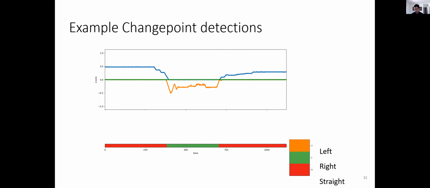Once you actually feed this to your change point detection algorithm, you get segments like this: the robot was driven straight for that many time steps, and the robot was turning right between these time steps, and the robot was then driven straight.